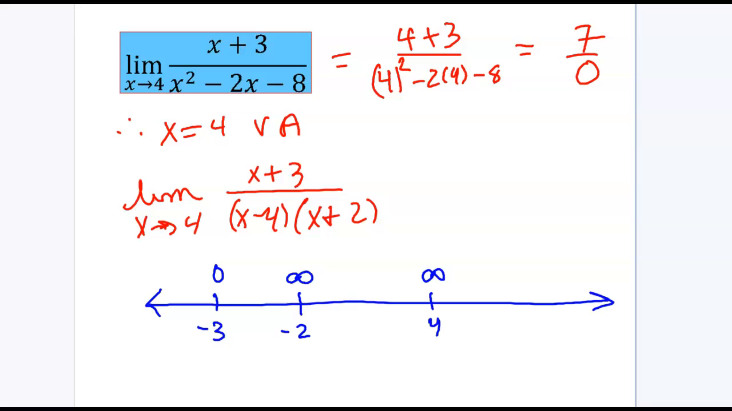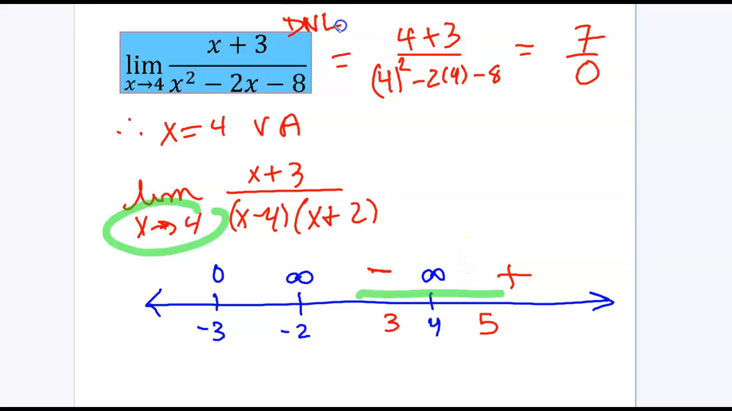Now, I'm only concerned about what's going on in this region here because I'm asked for the limit as x approaches 4. So let's take a test point to the left, like 3, and to the right, like 5. If I plug 3 in, the numerator is positive, 3 in here is positive, and 3 in here is negative. Two positives and a negative make this interval negative. 5 makes all three of these factors positive, so it's going to be positive. So coming from the left of 4, the graph would be going to negative infinity. Coming from the right of 4, it would be going to positive infinity. So at 4, this limit does not exist.